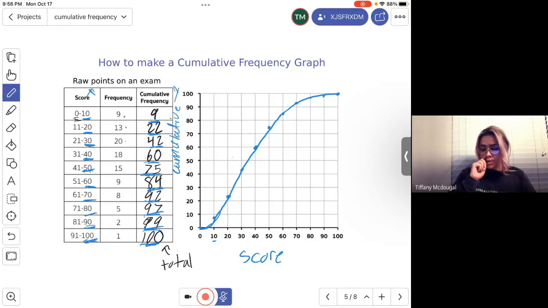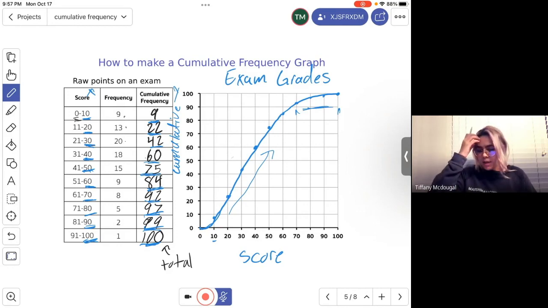And the last thing I need to do, I labeled both my X and Y axis, but I do need to title this. So I'm just going to name this exam grades. So we can look at this chart and we can see that we evenly gain points as we're going up. But then right about here to here, it plateaus out a little bit. So there's not a lot of gains being made between 70 and 100. It's pretty flat, or it starts to really plateau out.